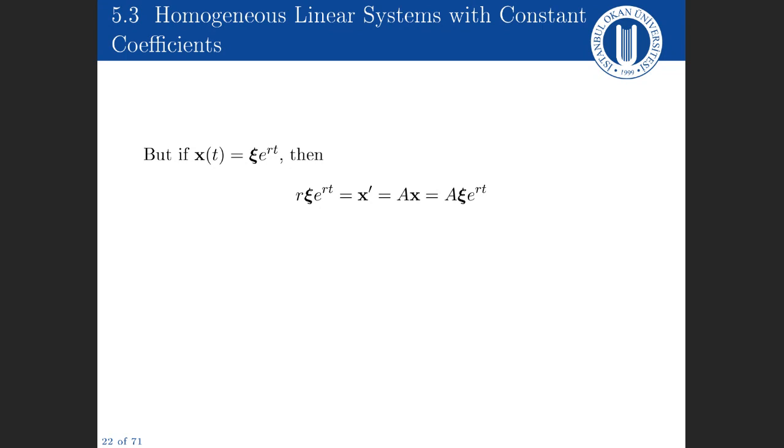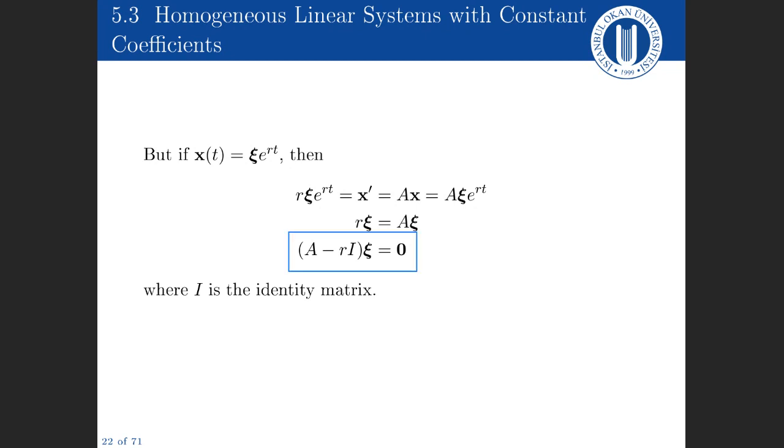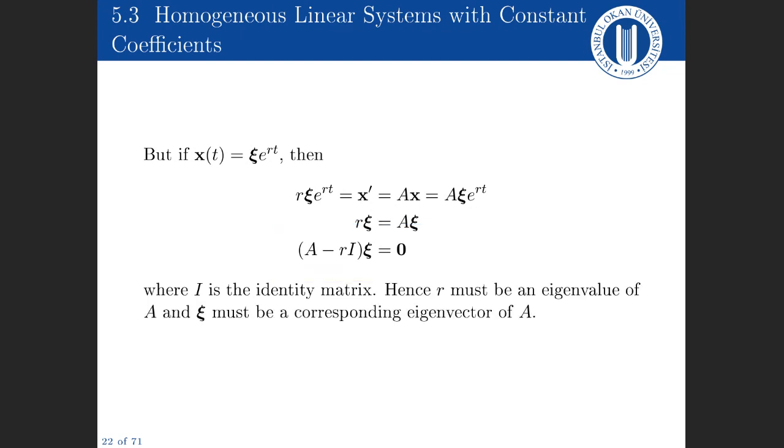Both sides of this equation include e to the rt. We can cancel these out and we would be left with r xi is equal to A xi. Or rearrange this, move everything to the left. We could write this as (A minus rI) xi is equal to 0, where I is the identity matrix. Now, wait a minute, this looks familiar. Everybody that studied linear algebra immediately recognizes this equation. This is the equation for an eigenvalue and an eigenvector. So r must be an eigenvalue of the matrix A, and xi must be a corresponding eigenvector.